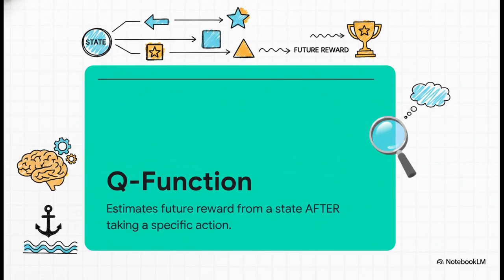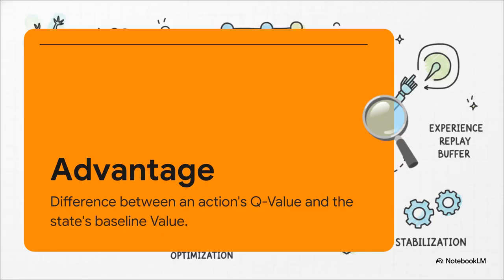It's basically asking, if I'm right here and I take this specific action, how good is my future going to be? And if you're ever wondering whether an action is better than your average move, the advantage metric tells you exactly that. It's literally just the Q value minus the value function. For a perfectly optimal policy, all your suboptimal actions will have a negative advantage, and the absolute best actions will just have an advantage of 0 because, well, they are the baseline.